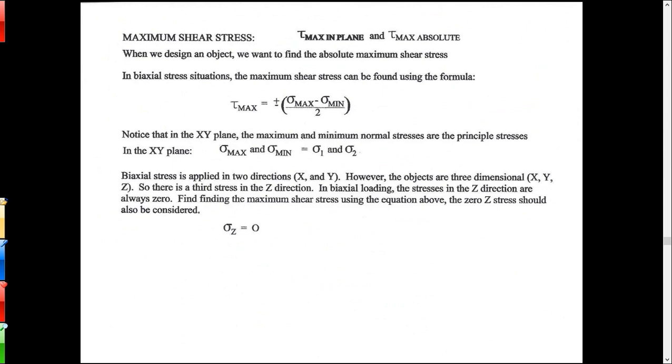So on 360, we have that equation written out again. Tau max is plus or minus sigma max minus sigma min over 2. And that is basically equation 30. In the xy plane, sigma max and sigma min are sigma 1 and sigma 2. That's the notation we use for those. Okay, and we're dealing with biaxial stress, so we get stresses in two directions.